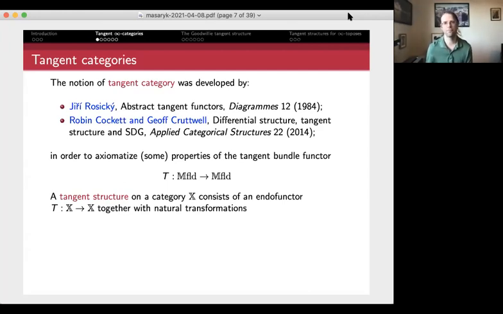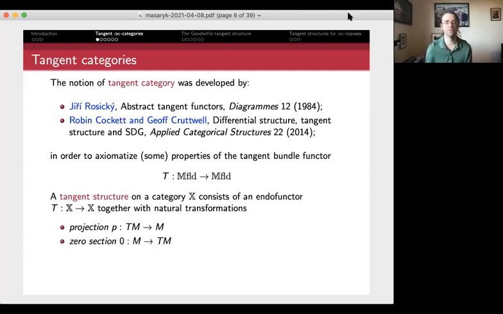And just from your knowledge of ordinary tangent bundles on manifolds, there is quite a lot of the structure you can kind of naturally write down. So the tangent bundle has a projection. So we would expect to have a natural transformation that gives you the projection maps from the tangent bundle down to the manifold.